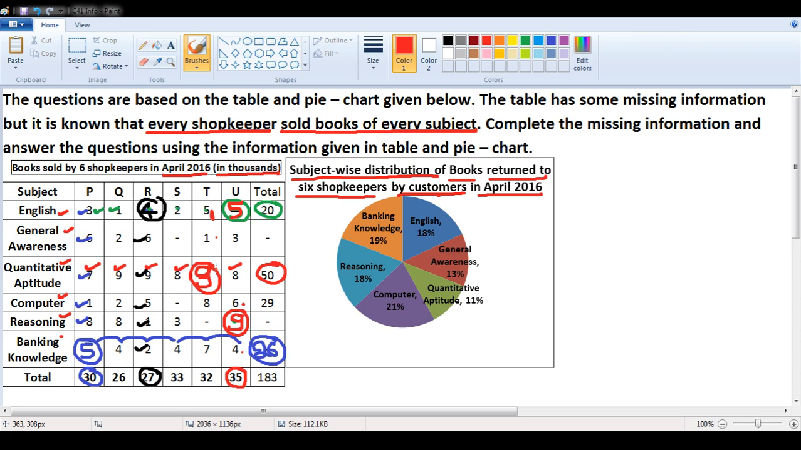5 plus 1, 6, plus 9 is 15, 23 plus 7 is 30. The remaining 2 should be this one, because the total sum is 32. Like that, this also can be filled. This will give you 31 if I add all these row wise.